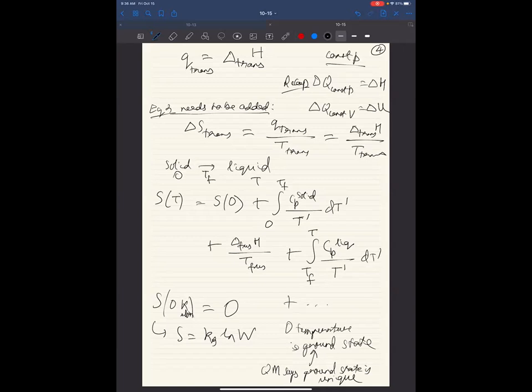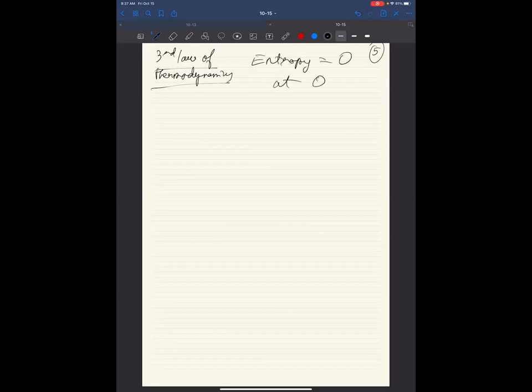And this has a name: that the entropy goes to 0 at 0 Kelvin is known as our third law of thermodynamics. For any material, entropy is equal to 0 at 0 Kelvin. Any questions? So the third law is basically a direct consequence of Schrodinger's equation.